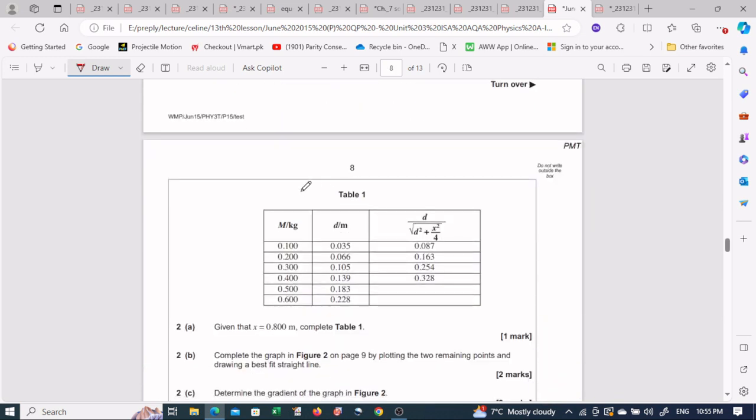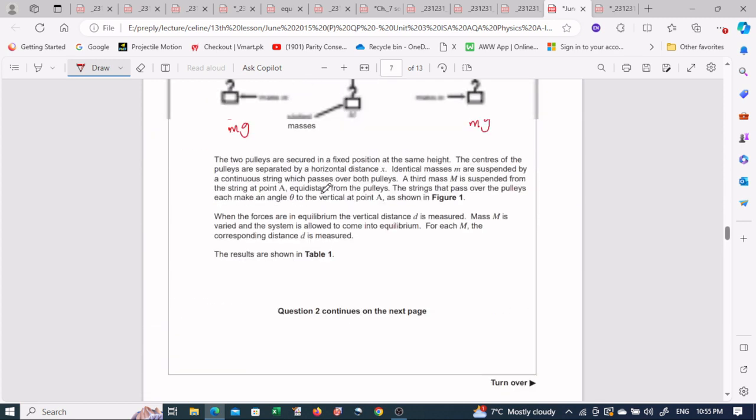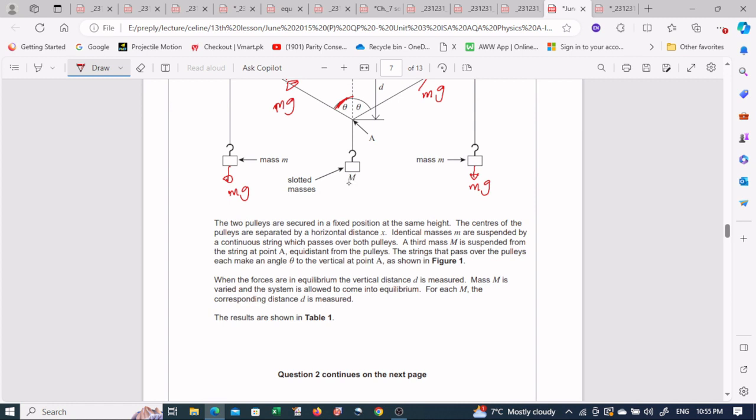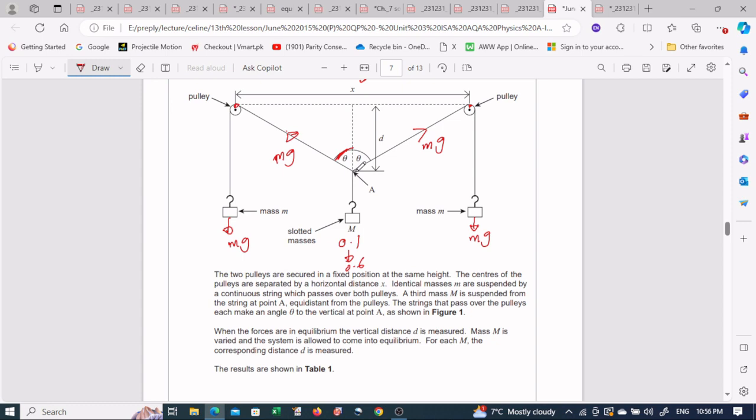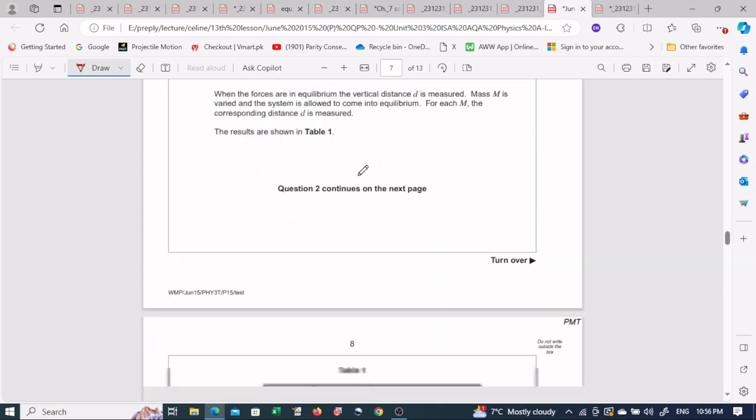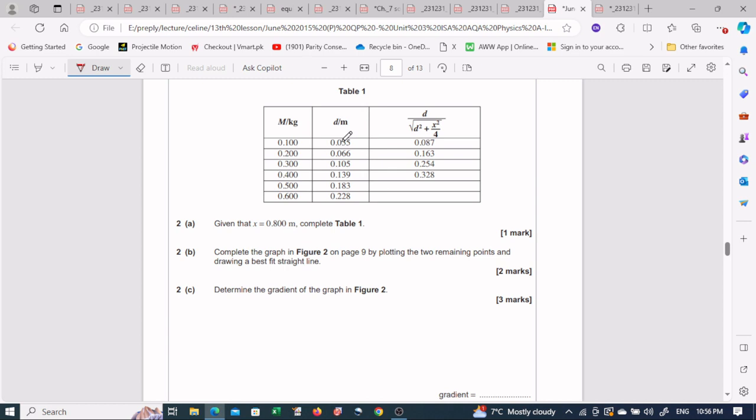Now here is the table that is given. In the first column we have the value of the capital M. The mass is going to change from 0.1, 0.2, 0.3, 0.4, 0.5 to 0.6. When we increase this mass, this point will definitely go down, so d is going to change. When d is going to change, we use d over the square root of d square plus x square over 4. So the column is given.